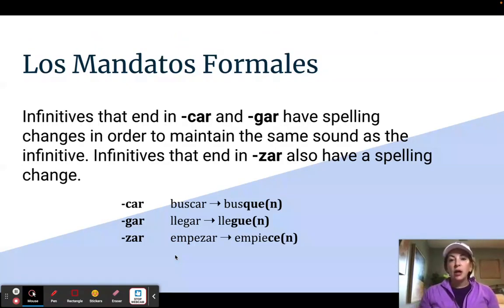Infinitives that end in car, gar, and zar have a spelling change in order to make the command, very similar to the change that we saw in the pretérito. And this is to maintain the sound of the infinitive. So que, gue, and ce.